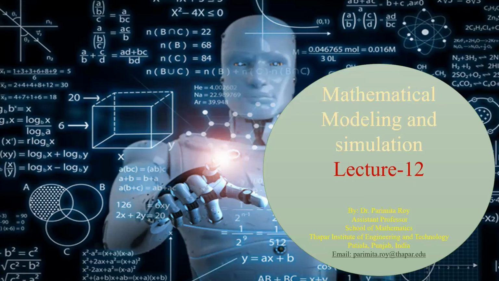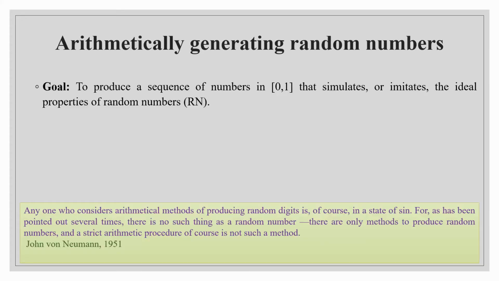Hello everyone, welcome to the 12th lecture on the course Mathematical Modeling and Simulation. In this lecture, we will see some random number generator algorithms. The goal of this lecture is to produce a sequence of numbers between 0 and 1 that imitates the ideal properties of random numbers.